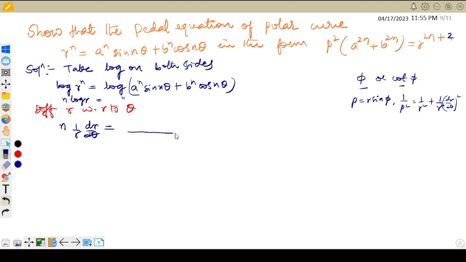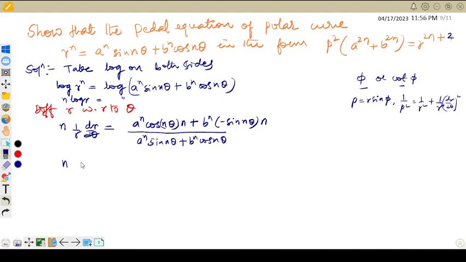1 by a raised to n into sin n theta plus b raised to n into cos n theta. So differentiation of a raised to n into sin n theta: a raised to n is constant, sin n theta becomes cos n theta, and again differentiation of n theta is n. So b raised to n is constant, cos n theta becomes minus sin n theta, and again n theta gives n. Okay. Fine.